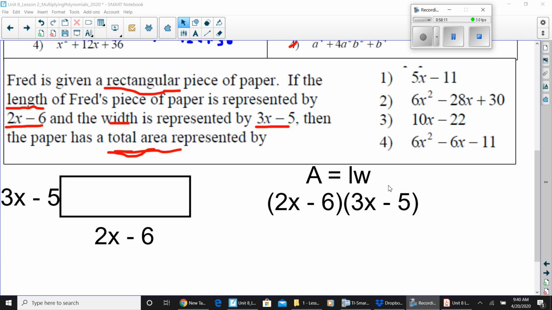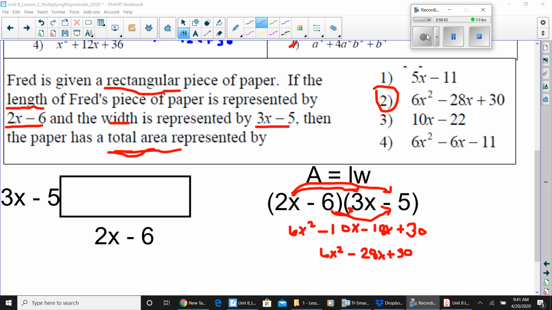So I set up a little rectangle here, and I drew the rectangle, and I put the length in as 2x minus 6 and the width in as 3x minus 5. Since I know that the total area equals length times width, they just want you to set up again, another binomial times binomial, and you're going to distribute just like you normally would to figure out this answer on the regents. And go ahead and do that. Press pause now. Okay, so that's basically it. So you have 6x squared minus 28x plus 30. Choice 2 is your answer.